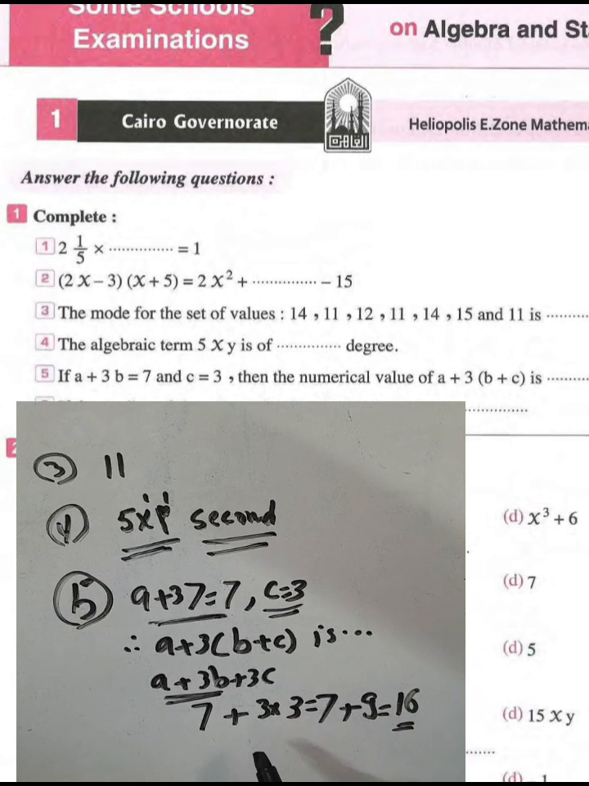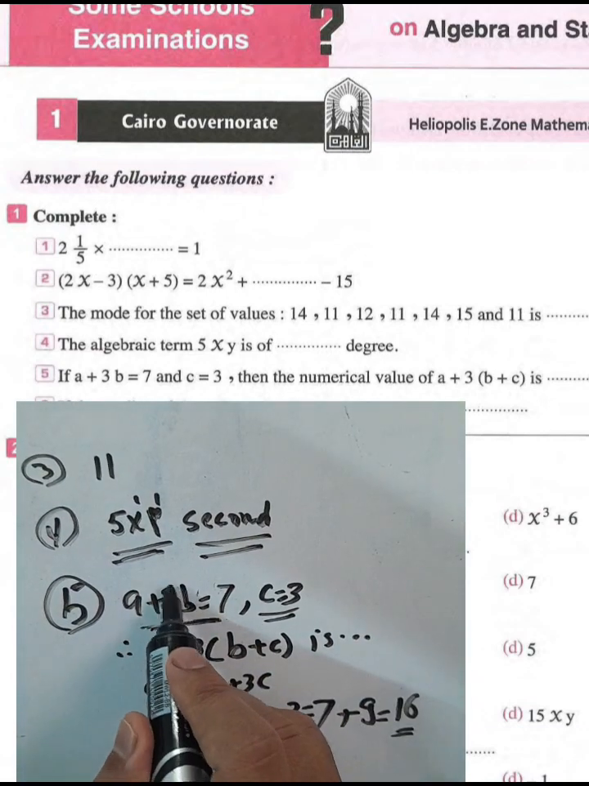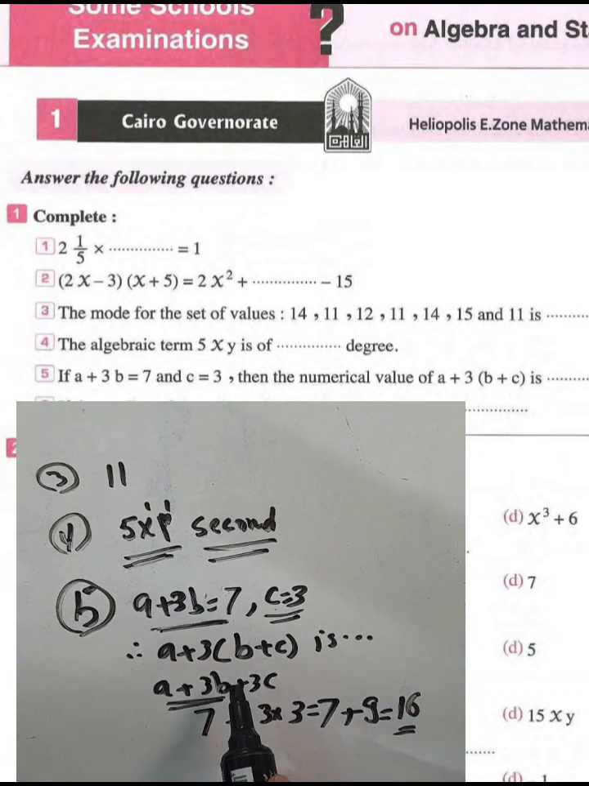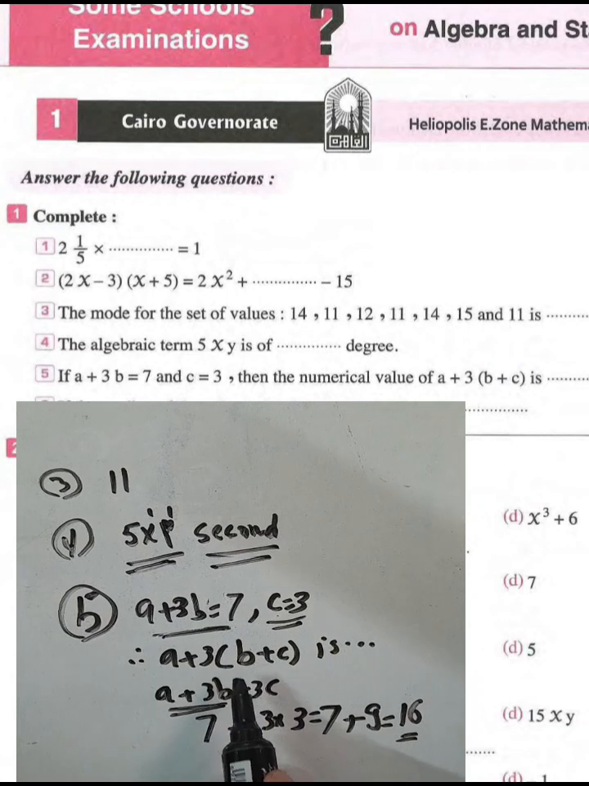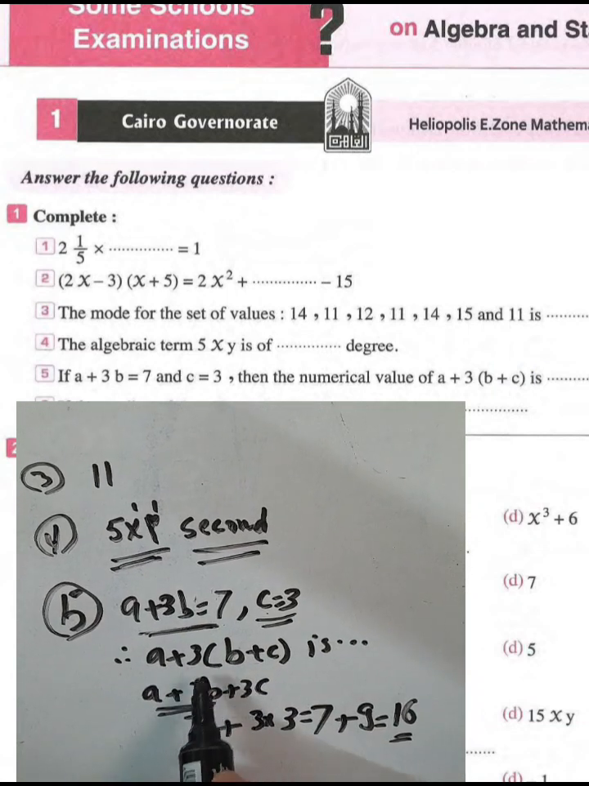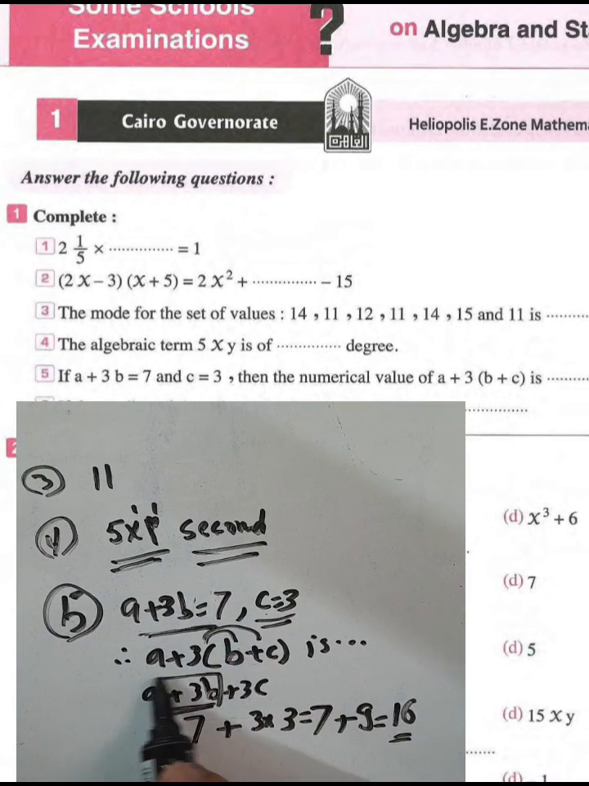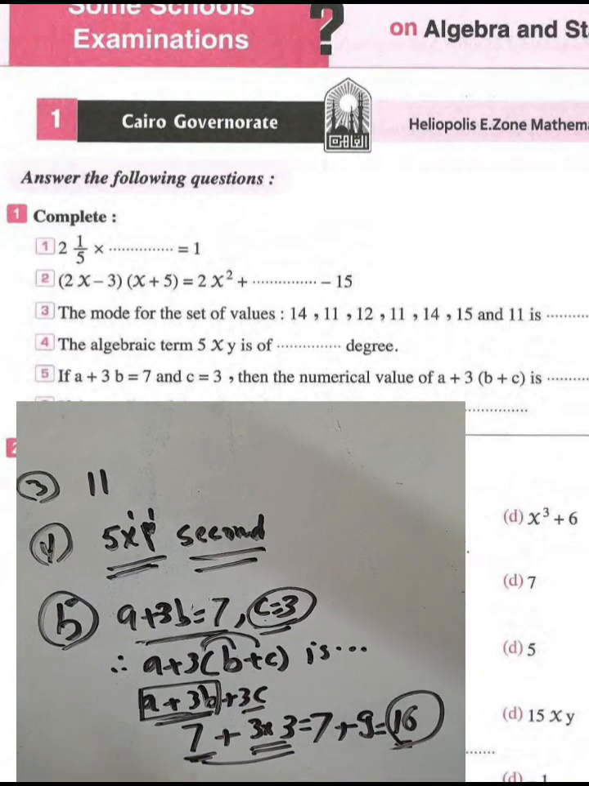Understood? A plus 3b equals 7 and c equals 3. Then a plus 3 times the sum of b and c, we're using the distributive property. A plus 3 times b plus 3 times c. Using the distributive property here, and put a plus 3b equals 7, plus 3 times the value of c, 3 times 3, 9. 9 plus 7 will be equal to 16.